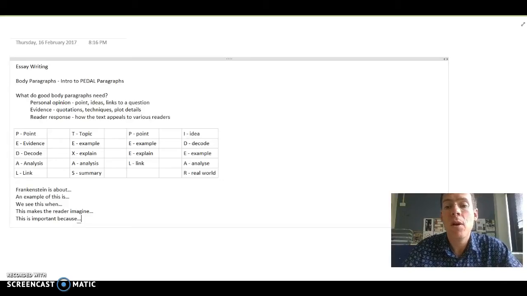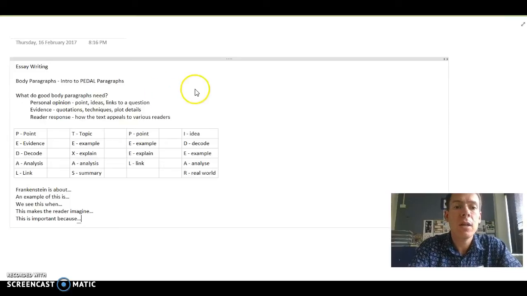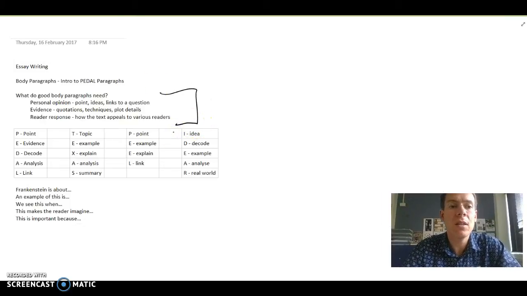So what does a good body paragraph need? The first thing that a good body paragraph needs is a personal opinion. And that's what an essay is. It's sharing your personal opinion. I like to call this a judgment statement, but when we get into NCEA and formal essay writing, it has to have a link to a question as well.